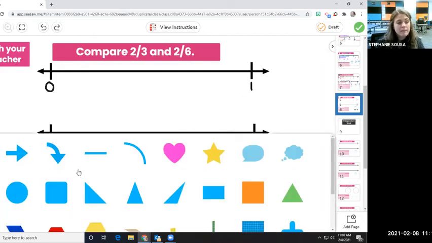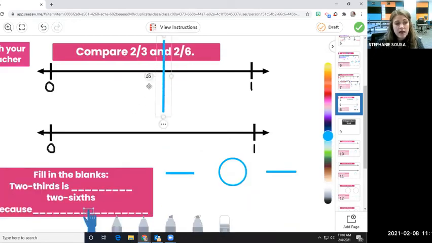For me, number lines work the same as bar models or rectangular models, and I don't like erasing a bunch of times, so I like to use this shapes tool and just slide it where I want it to be, okay?